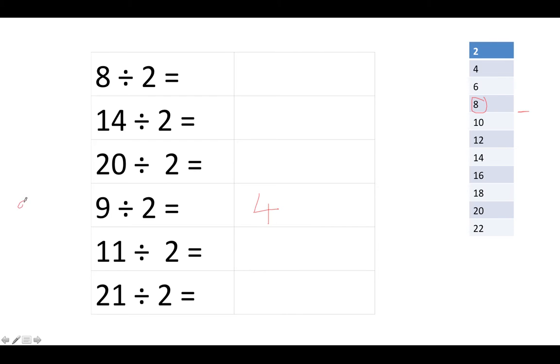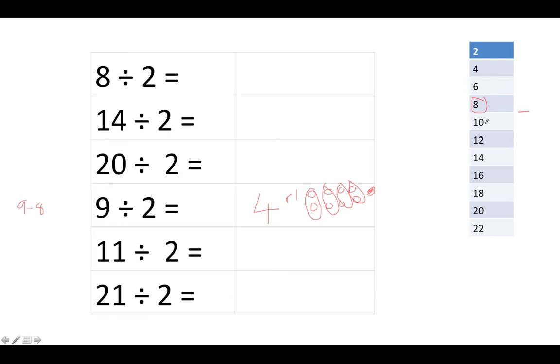So I just do a little sum. 9 take away 8. That's what I wanted, that's what I found. 1. There's 1 left over, and we say remainder 1. And if I try and do 9 in groups of 2, 2, 4, 6, 8, the next one would be 10. There's my 9th one. 1, 2, 3, 4, and there's 1 left over. 4, remainder 1. So what about 11 divided by 2?